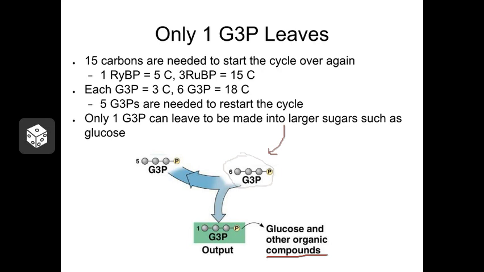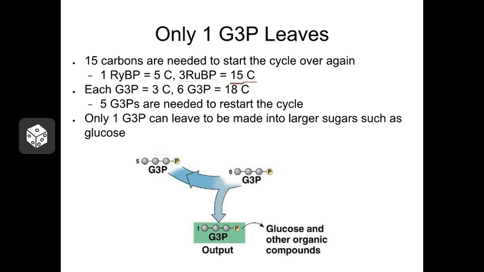But we want this process to be a cycle. We want it to happen over and over and over again so we can continually make sugars, so we can continually make these bigger products. So let's do a little math. The cycle began with three of these molecules called RuBPs. Each one of those RuBPs contained five carbons. So 5 times 3 gives us 15 carbons total. So we need 15 carbons to start this cycle.